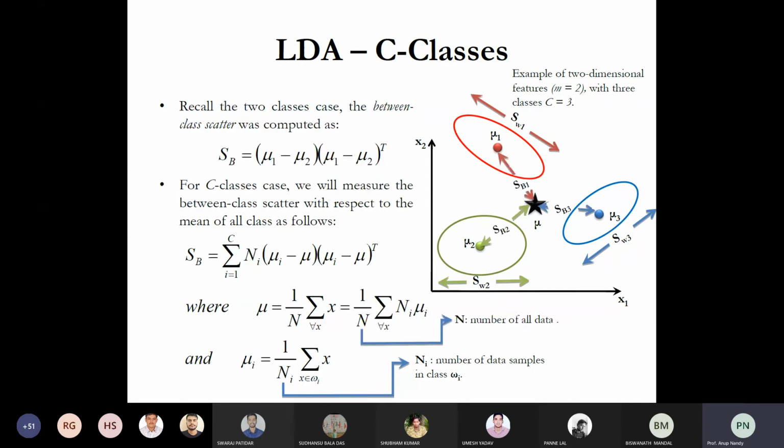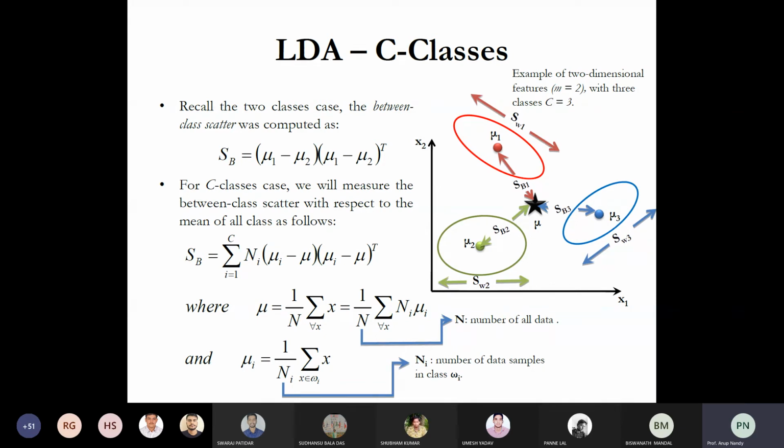And next is the between class scatter. For the two class case that we have already seen, SB is equal to (mu1 minus mu2) into (mu1 minus mu2) transpose. Okay, so now for C classes, you have to measure the between class scatter with respect to the mean of all classes. So now what is the formula?